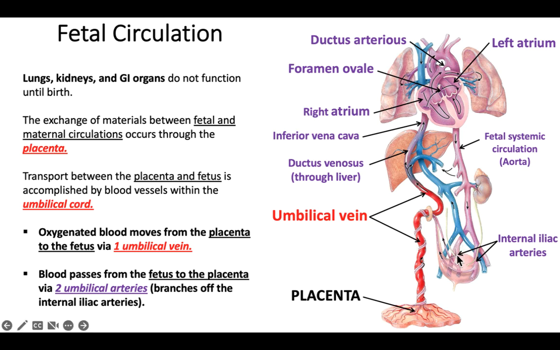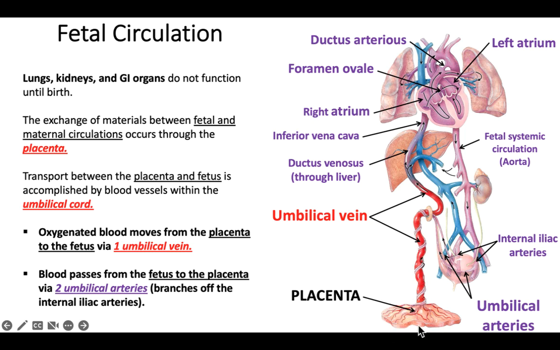And we send blood back by bringing arteries off of the fetal internal iliac arteries. So here's the fetal internal iliacs. Coming off of those internal iliacs are the umbilical arteries, which, since there's two internal iliacs, there's two umbilical arteries. And those umbilical arteries travel the rest of the way back to the placenta.